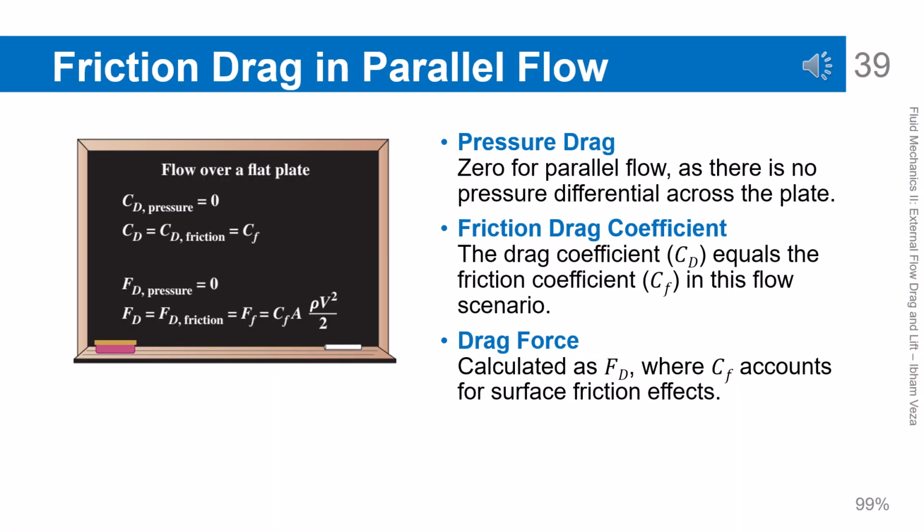Friction drag in parallel flow over a flat plate. There is no pressure drag because no pressure difference exists between the front and back sides. All the drag force comes from fluid friction with the plate surface. In this condition, the drag coefficient is equal to the friction coefficient, CD equals CF. The magnitude of the drag force is determined by the flow properties and surface condition. This case is a basic model for understanding friction drag.